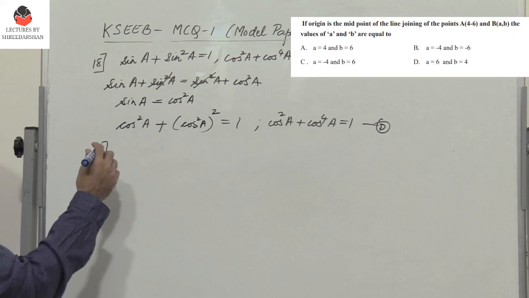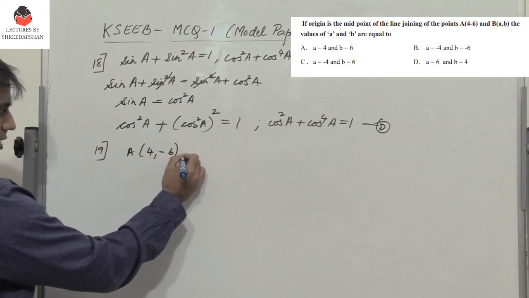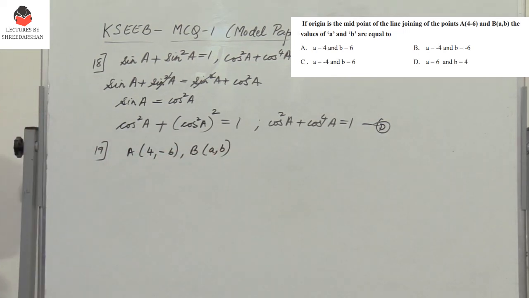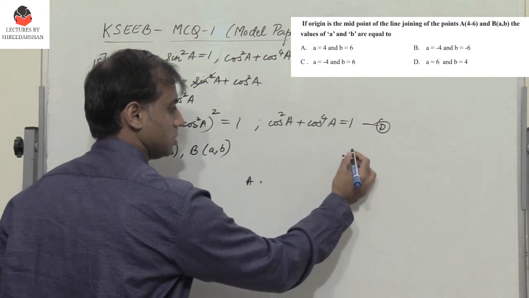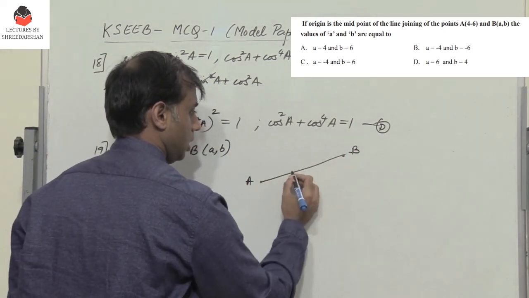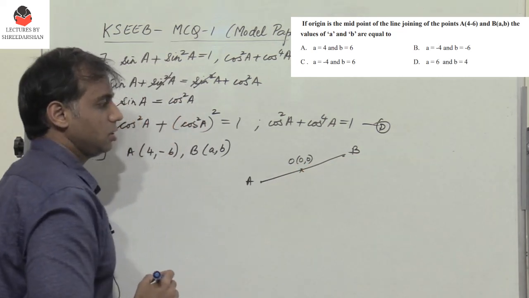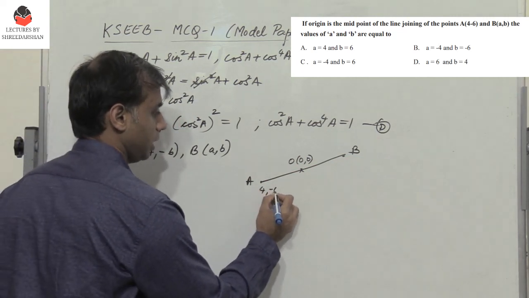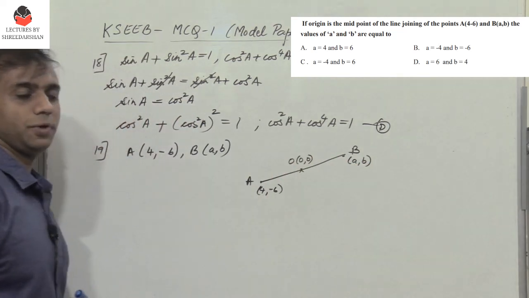If origin is the midpoint of the line joining the points A, which is 4 comma minus 6, and B, which is A and B, what are the values of A and B? So we have 2 points A and B. So this is A and this is B. And here you have the origin, which is 0, 0. And 0, 0 happens to be the midpoint. This is 4 comma minus 6. This is A and B. So I need to find the value of A and B.